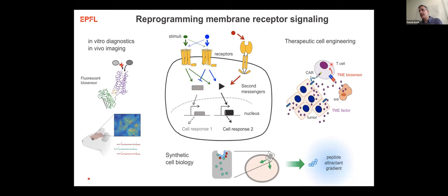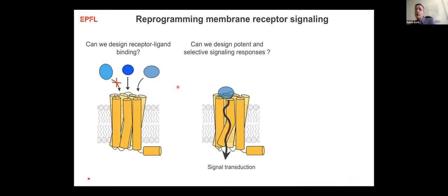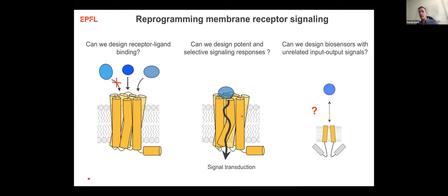So today I decided to give you a brief overview of three ongoing research directions in the lab. First, I'm going to discuss how we can design receptor ligand binding. Then I'm going to discuss how we've been able to design and reprogram signal transduction properties in membrane receptors. And at the very end of the talk, I hope I have time to give you some insights into how we've been thinking about designing single pass biosensors that can couple unrelated input and output signals.